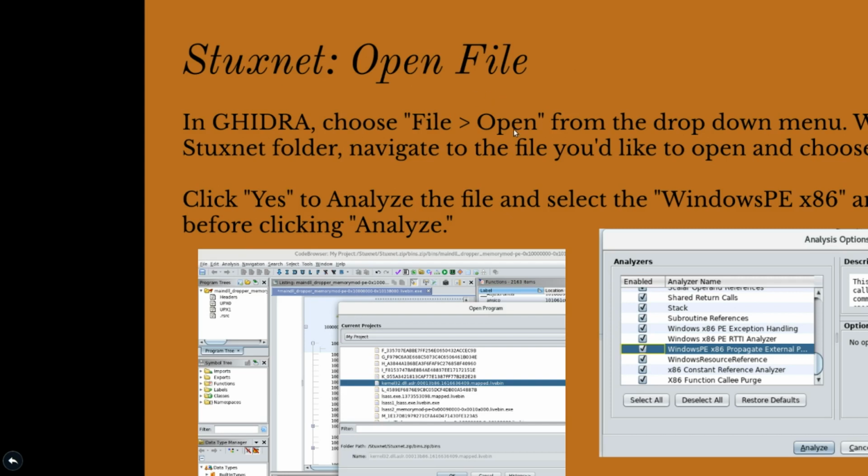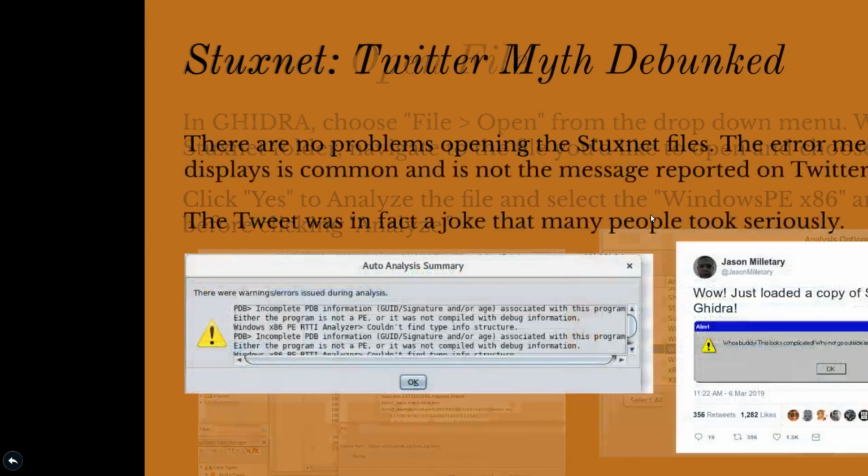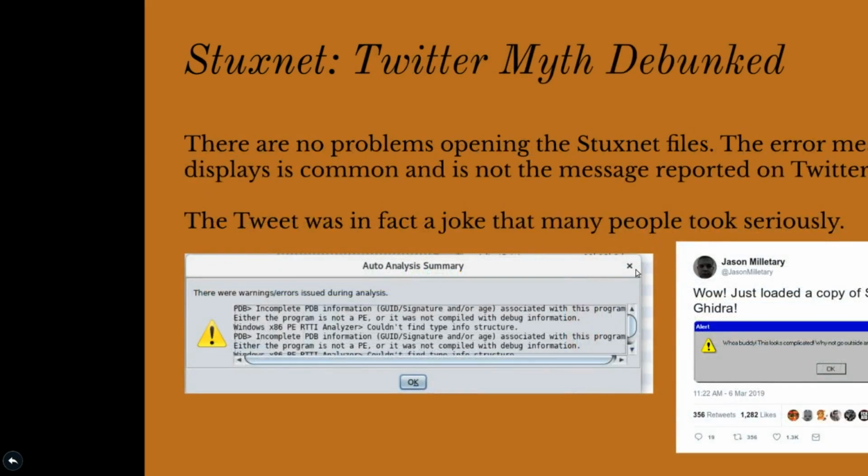You choose File and Open here and choose the file you would like. Make sure to choose the analyzer, Windows PE, and then click Analyze. And you'll be greeted with this, this is the file behind it.